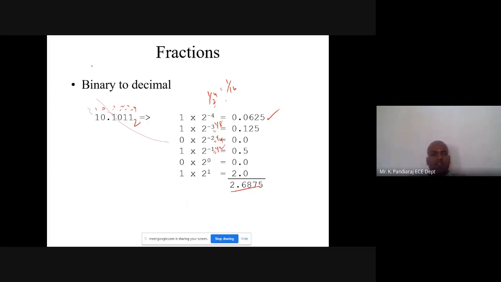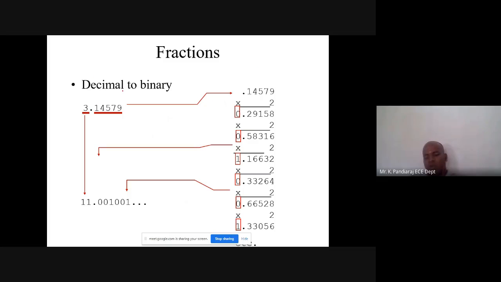Similarly, for octal to decimal, we use 8 power 0, 8 power 1 in the positive direction, and in the fractional part 8 power minus 1, 8 power minus 2. Similarly, hexadecimal to decimal uses 16 power 0, 16 power 1, and on this side 16 power minus 1, 16 power minus 2, etc. And another conversion, decimal to binary.